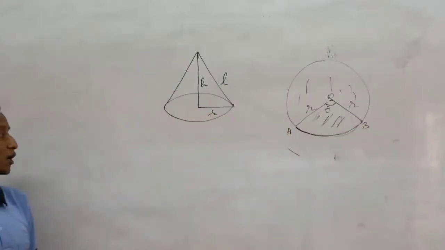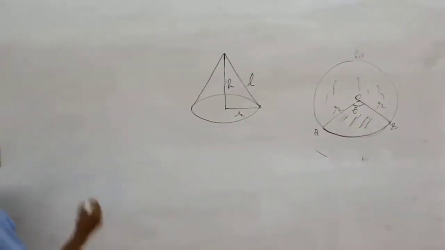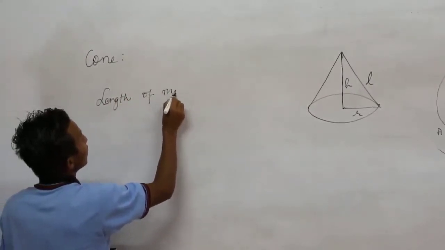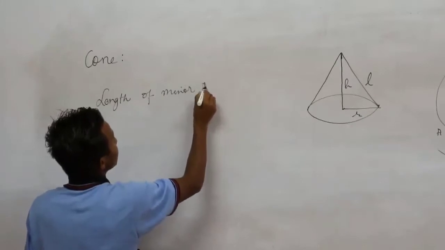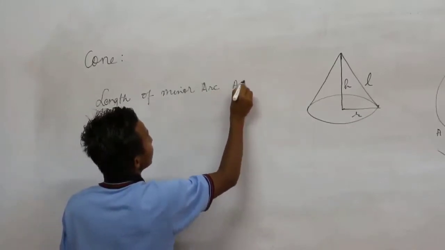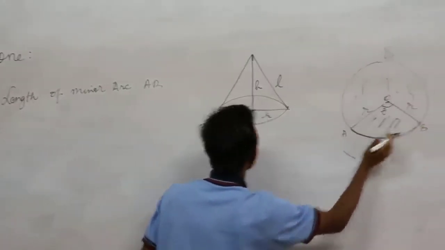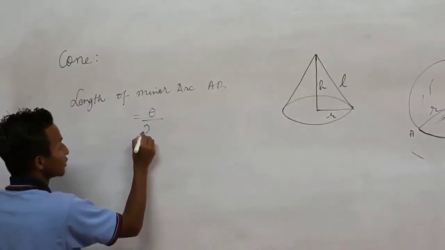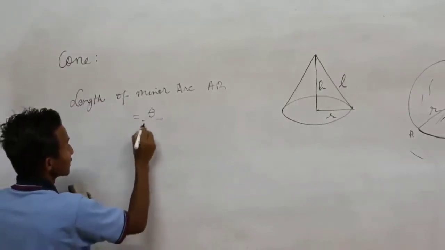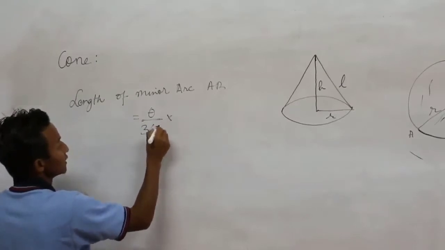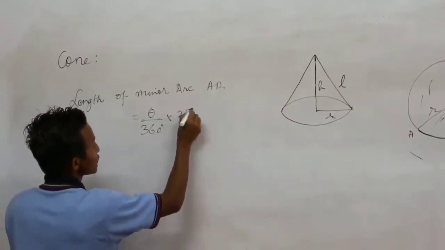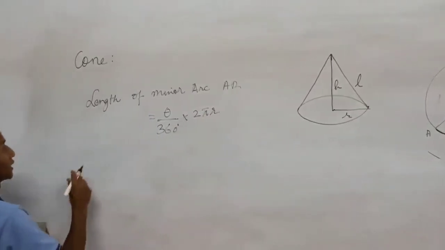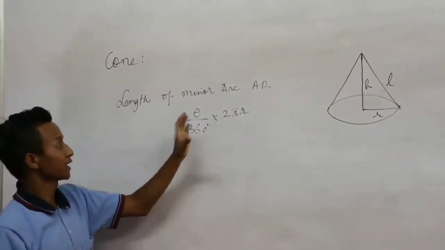Let me write the formula of the minor arc. Length of minor arc AB. Minor arc is this part. So it is given by theta by 360 into twice pi radius. But radius here is r. Twice pi r. That is the length of a minor arc AB.